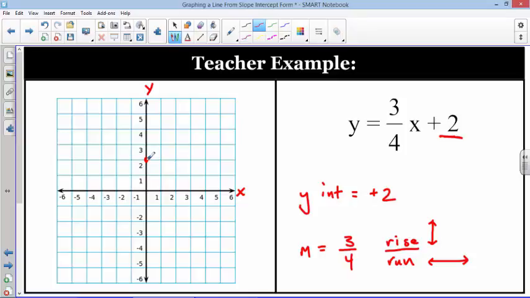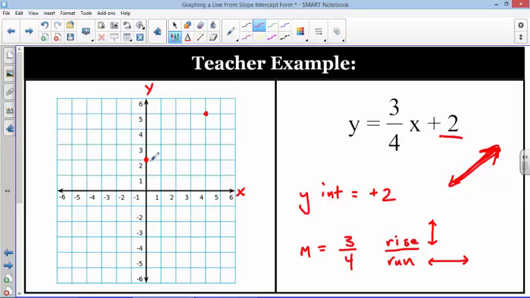Now from this point here, from my y-intercept, I can use my slope to figure out where my other points are going to be placed on the graph. In this case, I have a positive 3/4, so I know my slope is going to be going up in this direction. It's going to be a positive slope. So I'm going to do my rise over run. I have 3 as my rise, so I'll go up 3, 1, 2, 3. That puts me at 5. My run is positive 4, so I'm going to go to the right, 1, 2, 3, and 4. And I can place my dot here.